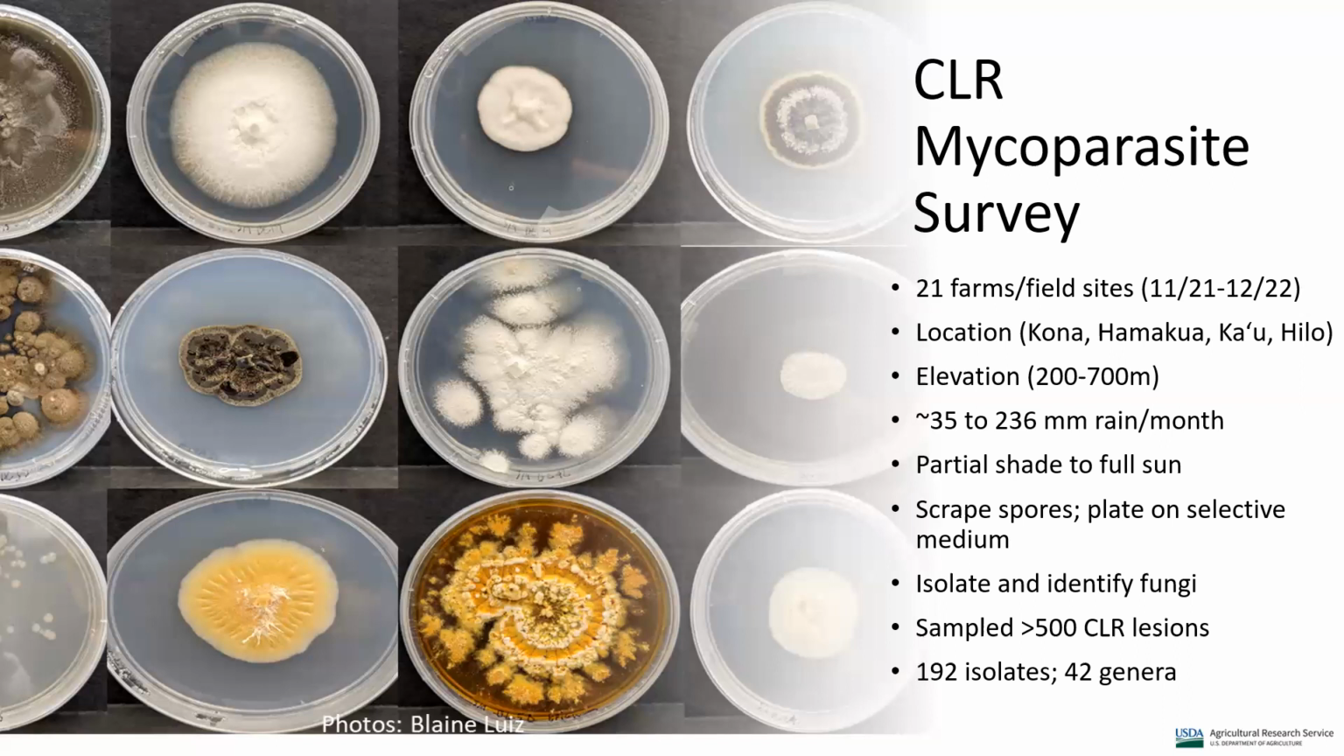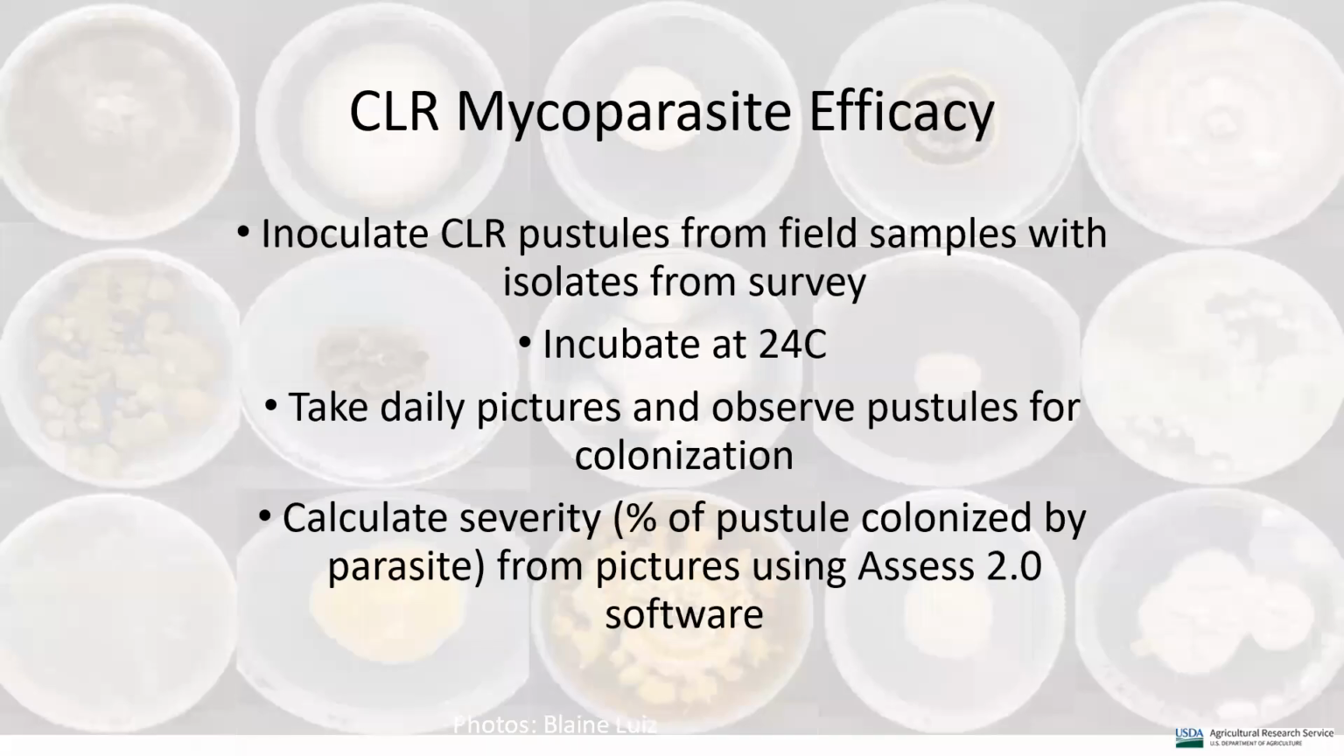So the spores are scraped onto selective media plates. The CLR spores won't actually grow, again, they need a living host to survive, but what grows is what is attacking it. And we're able to isolate them, purify them, and identify them both by their DNA and what they look like under the microscope. At this stage, we've looked at more than 500 individual lesions to show the diversity of what we can find here in this picture. We have close to 200 isolates to work with, which comprise more than 42 genera.